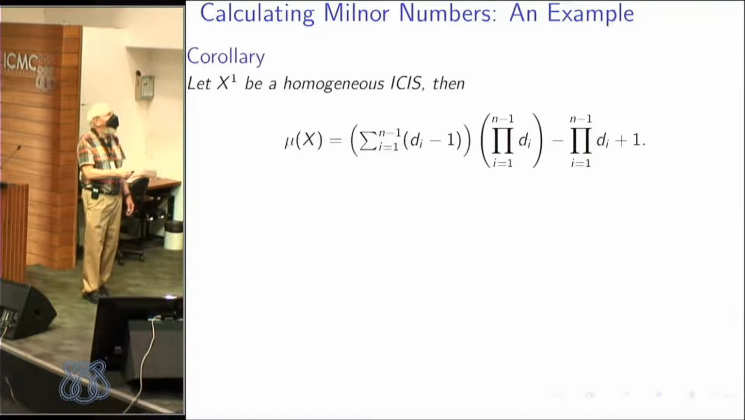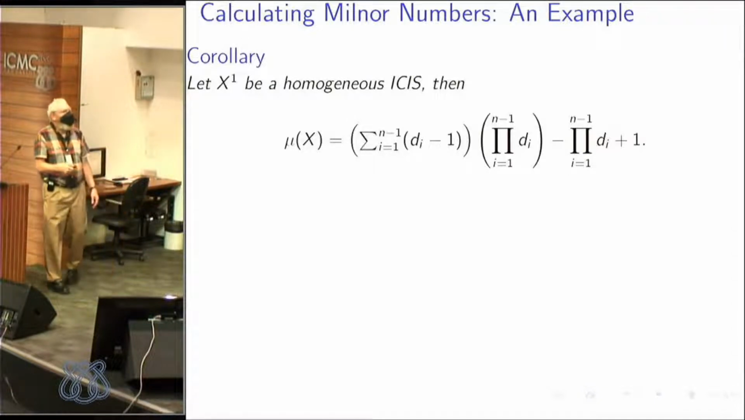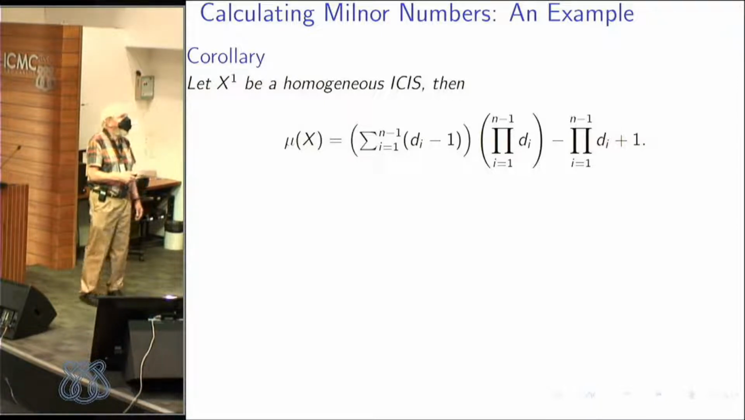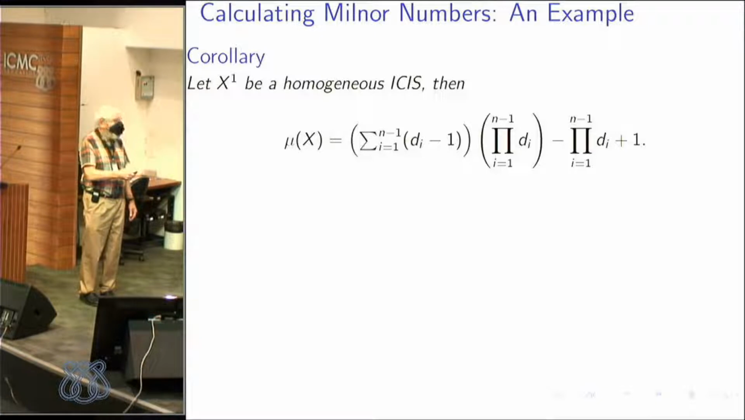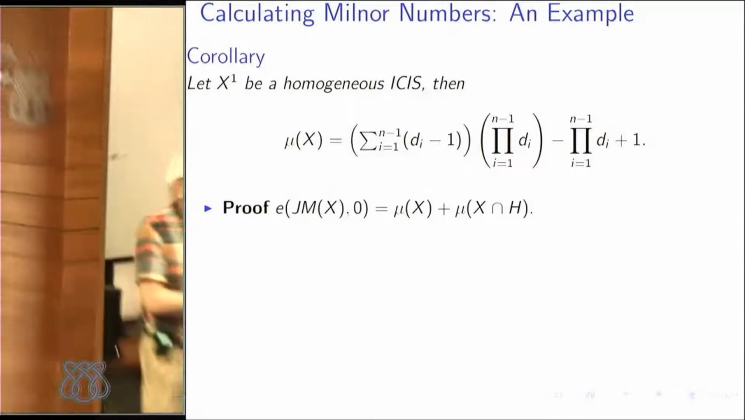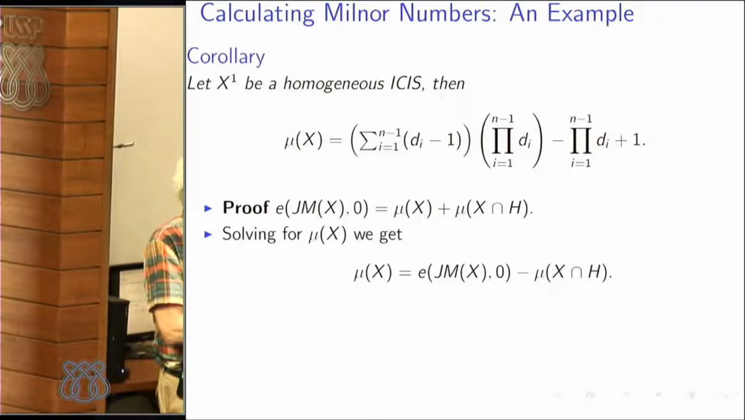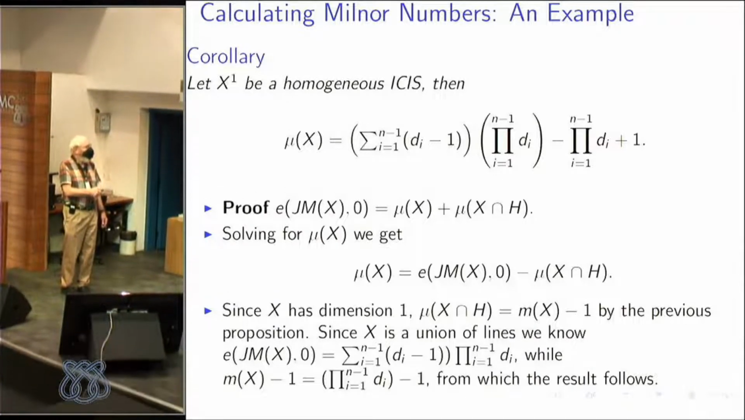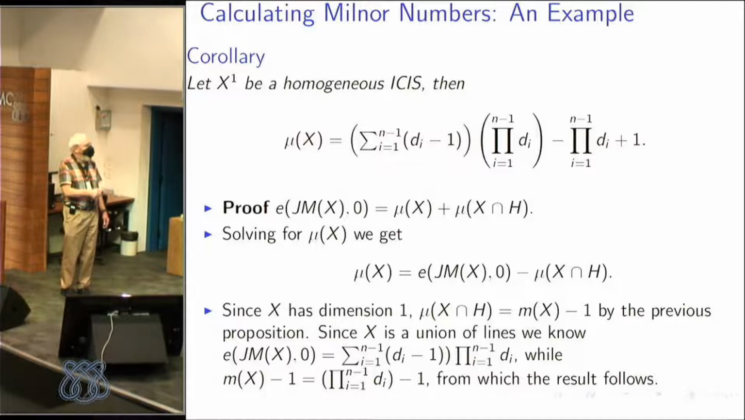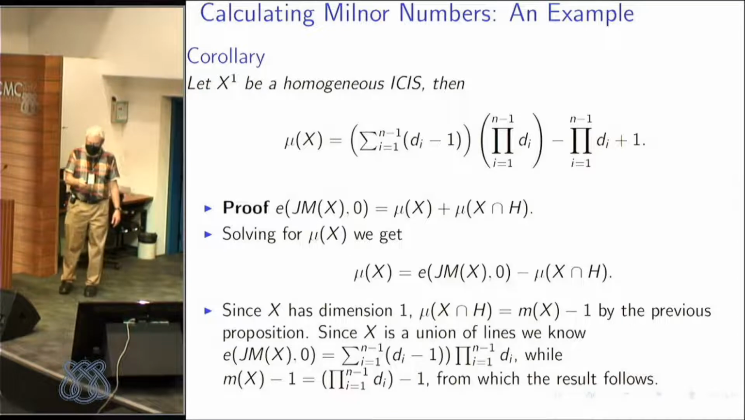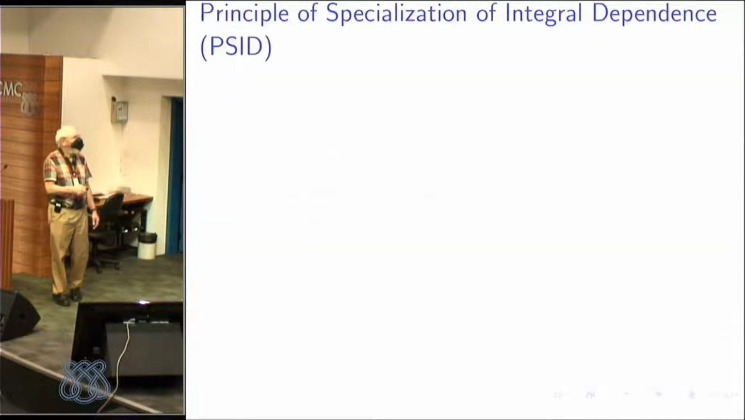Anyway, we now can calculate the Milnor number of a family of n lines, as long as they are in an ICIS. So let's just see how the computation goes. We know that the multiplicity of the Jacobian module is mu of X plus mu of X minus h. So solving for mu of X, we have to subtract off mu of X minus h. And we know what this is. And we know the multiplicity is just the number of lines minus 1. And then we just do the math, and the result follows.